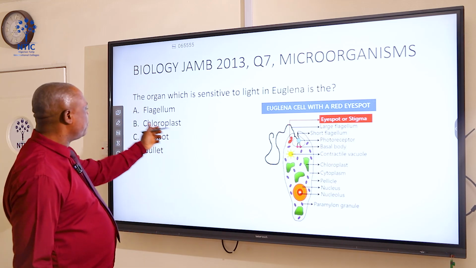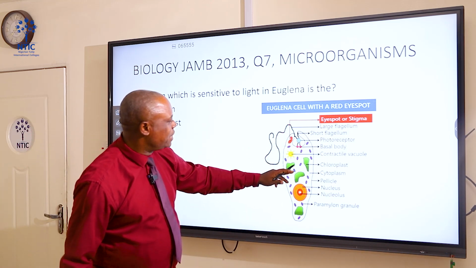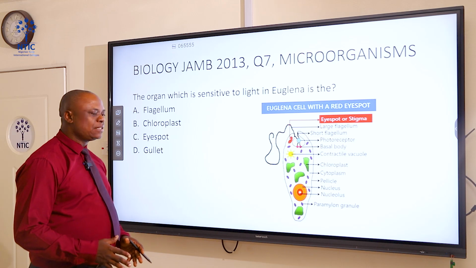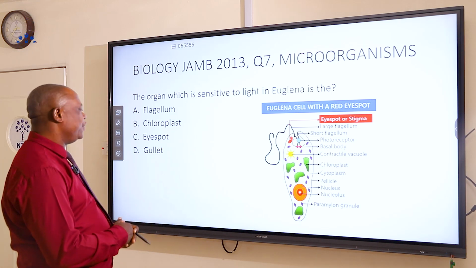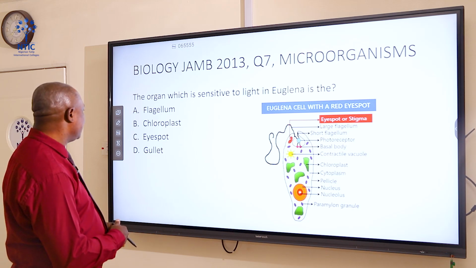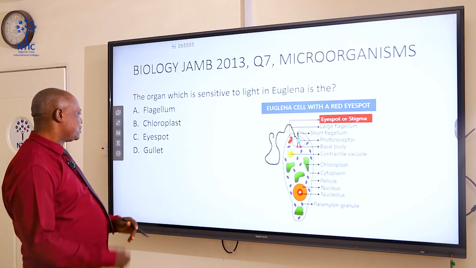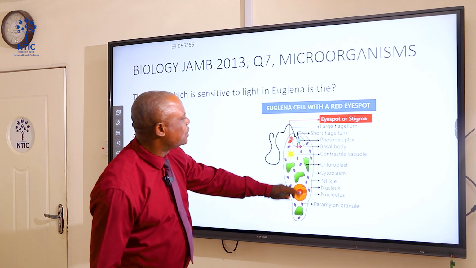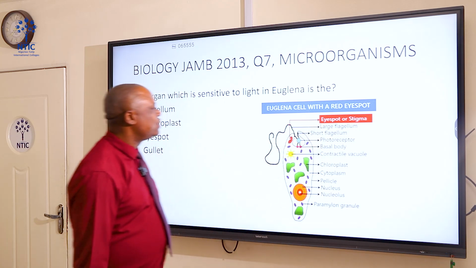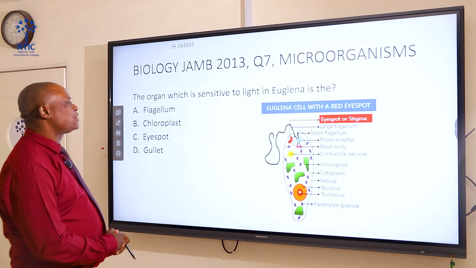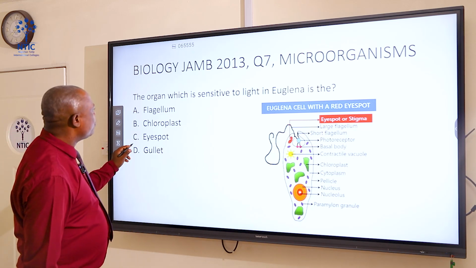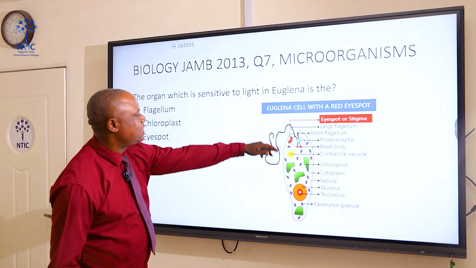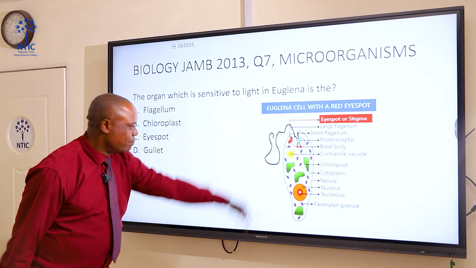Then you have the chloroplast. From the picture, you can also see the chloroplast with the green pigment, which helps the Euglena to manufacture its food if it's going to feed autotrophically. Then we have option C, the eye spot. Look at it here, eye spot or the stigma. It is the eye spot that is actually sensitive to light. Then you have the gullet. The gullet is where the food passes into the cell.